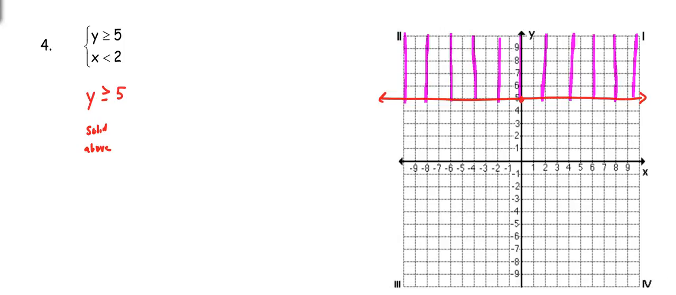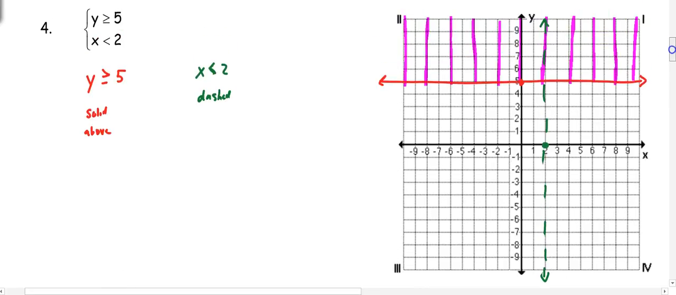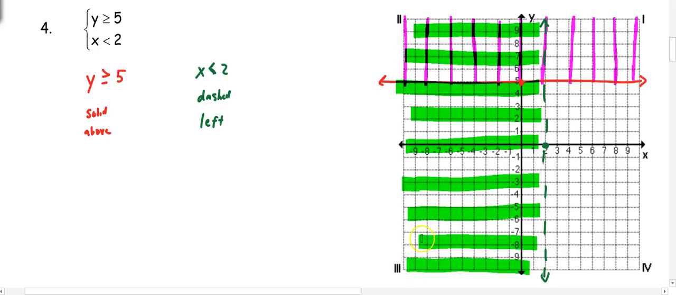Then our second equation is x is less than 2. So if x is less than 2, remember x is our vertical line, so we're going to go to 2 on the x-axis. It's going to be a dashed line. And because it's a vertical line, this is a little bit tricky for shading because there's not an above and below. So think about it like it's a coordinate plane, and we are going to shade to the left because it's pointing left. So our shaded region where they overlap is up in that top left corner. So our solution set would be up in that top left corner.